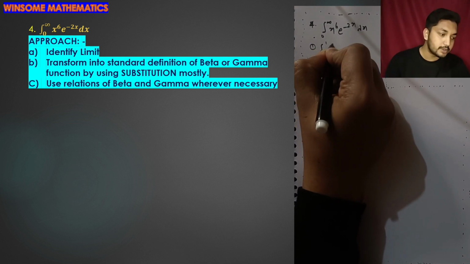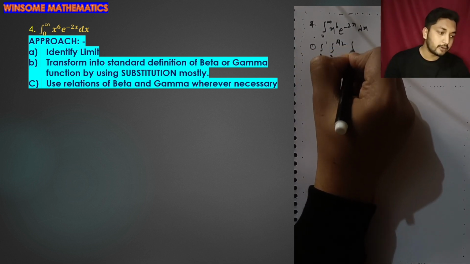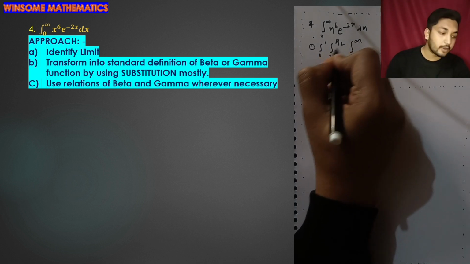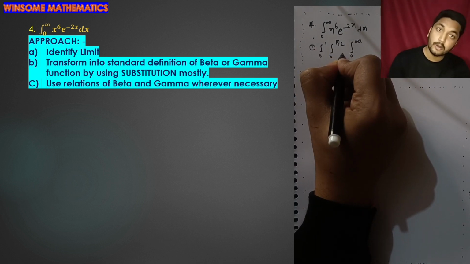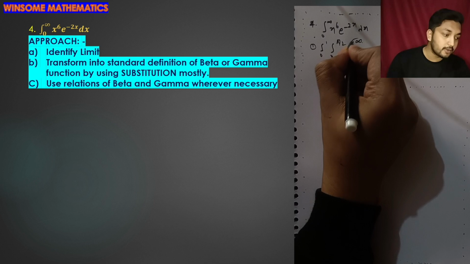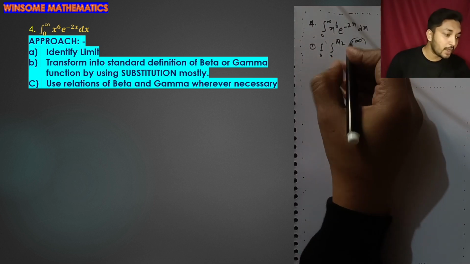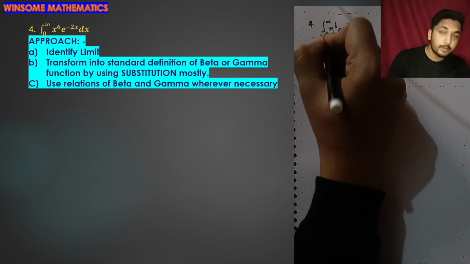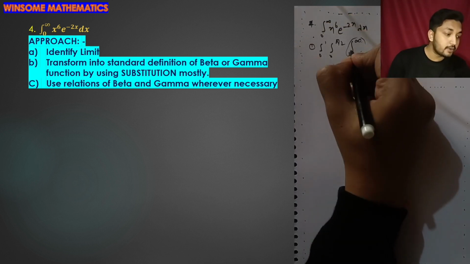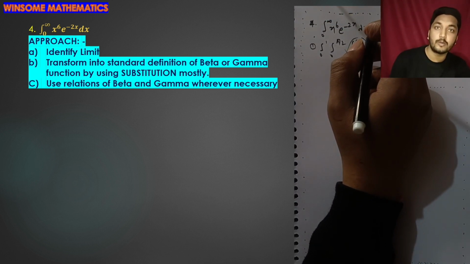Yes: 0 to 1, 0 to pi by 2, and 0 to infinity. And why is this so? Because the first two suit the definition of the beta function and this one suits the definition of the gamma function. So very clear. Now we have to identify, and this is 0 to infinity, so no problem. The first step is clear.